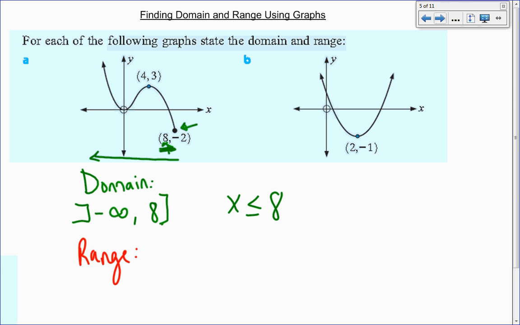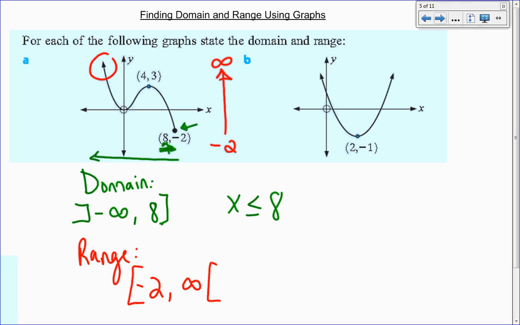Right, so then range is going from -2 to infinity. Y is going towards infinity, positive infinity. So we can say our range is going from -2 to infinity, not including infinity, or that y is greater than or equal to -2.